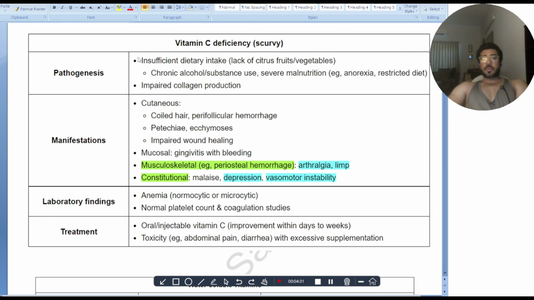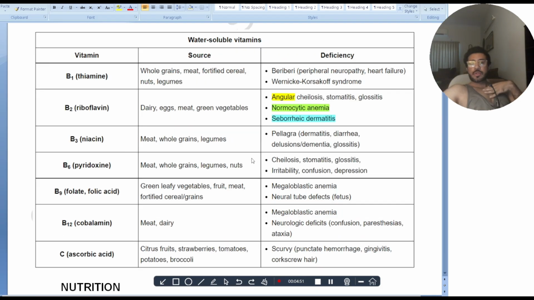So the most important thing, you keep the demographic and you keep these symptoms, and you know that it also causes iron deficiency anemia. The most important treatment is injectable vitamin C, which leads to rapid improvement. You can also use oral as well. So let's come on to this high yield table, and I'll point out all the questions that come from this high yield table as well.